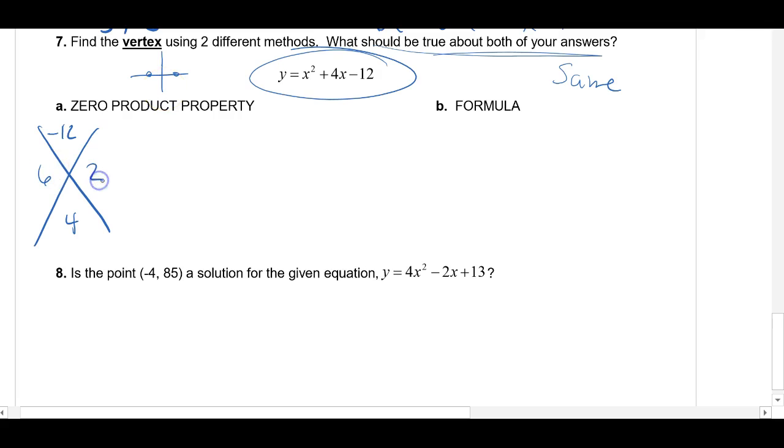So these numbers, I think they're going to be 6 and 2. And it has to be positive 4, so that means the bigger number has to be positive. So then I'll have x plus 6 and x minus 2. So that means my x-intercepts will be at -6 and positive 2.